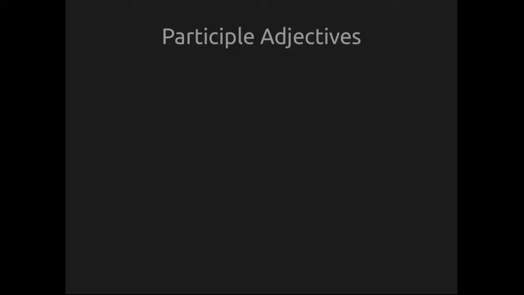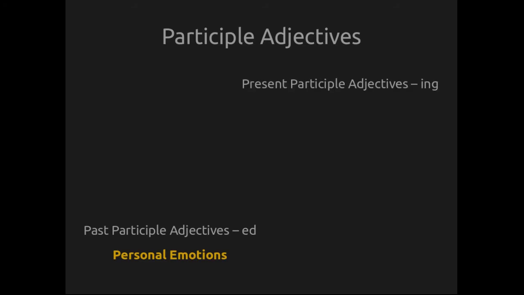This video was about participle adjectives. You learned about past participle adjectives that usually terminate with ed. Past participles usually describe personal emotions. The students were bored. You learned about present participle adjectives that usually terminate with ing. These usually describe the cause of the emotion. The students were bored because the teacher was boring.